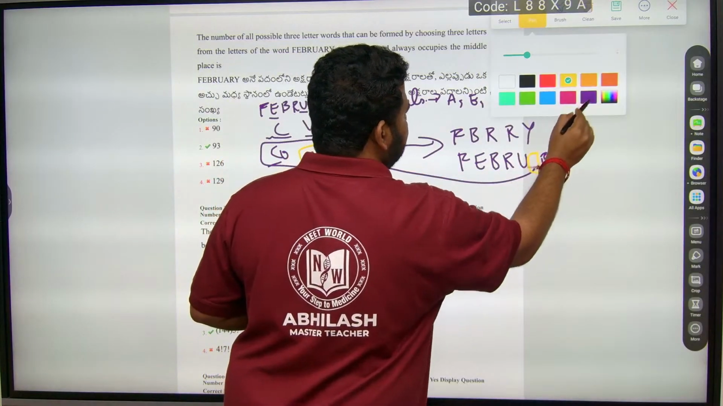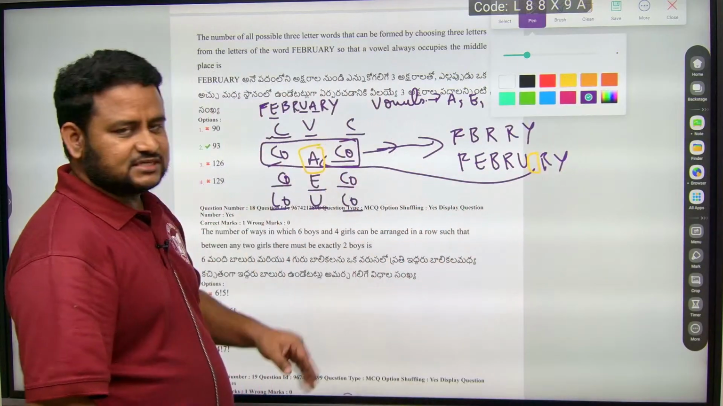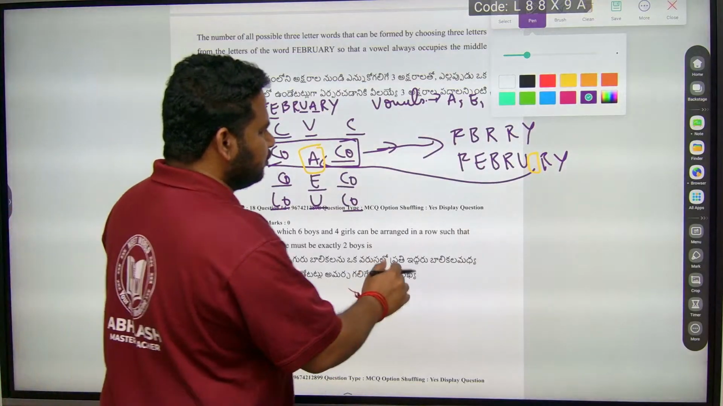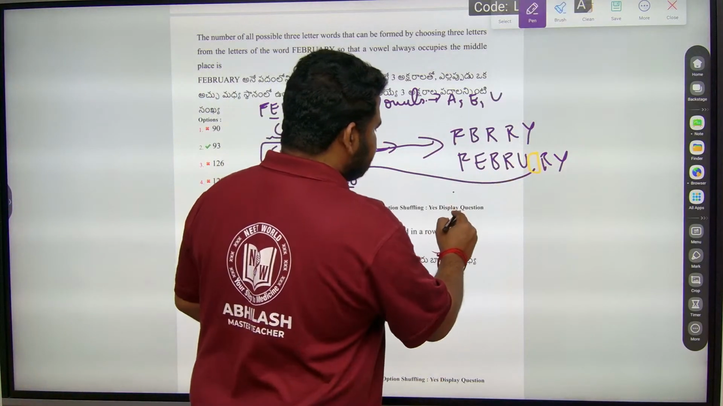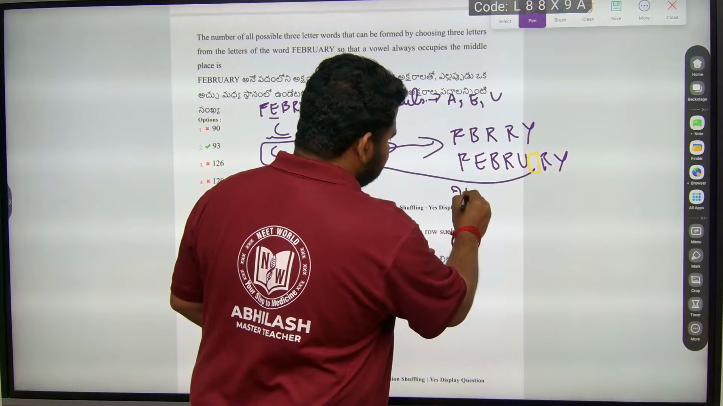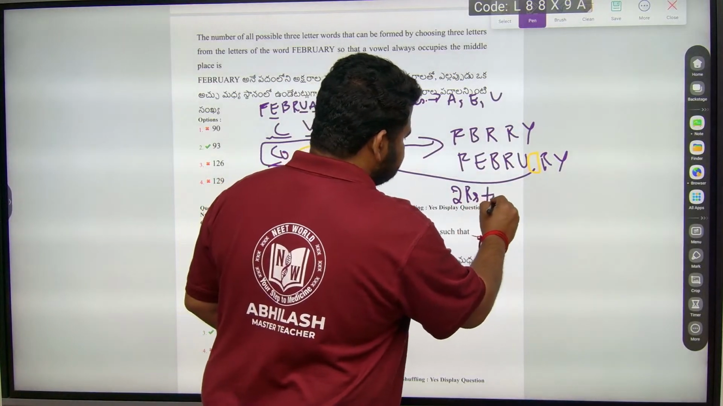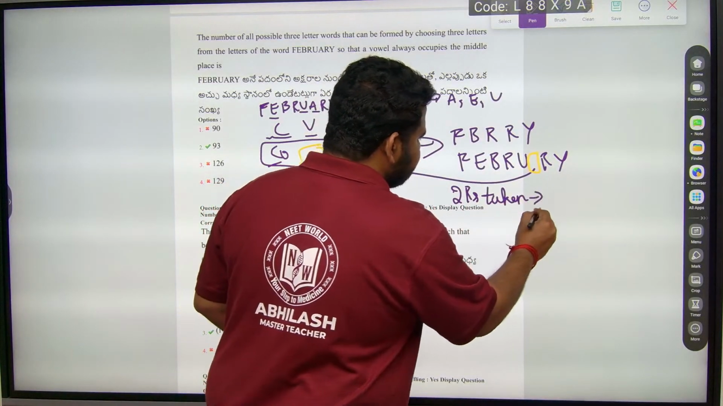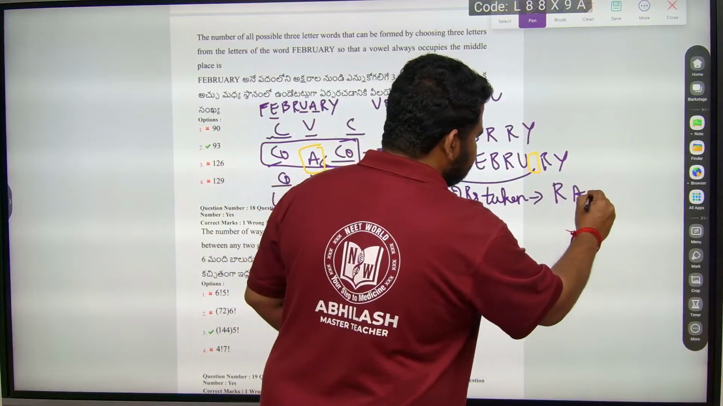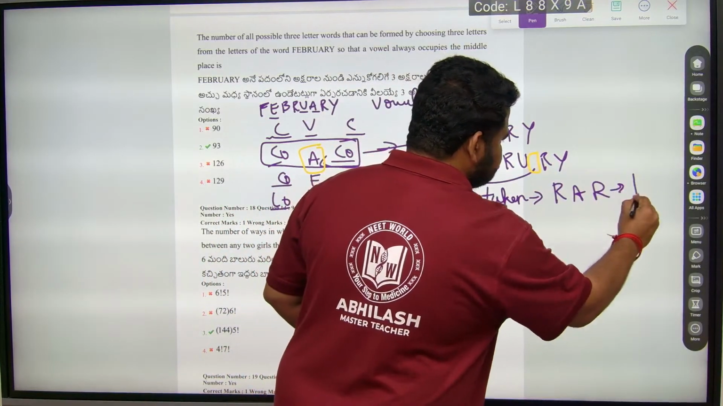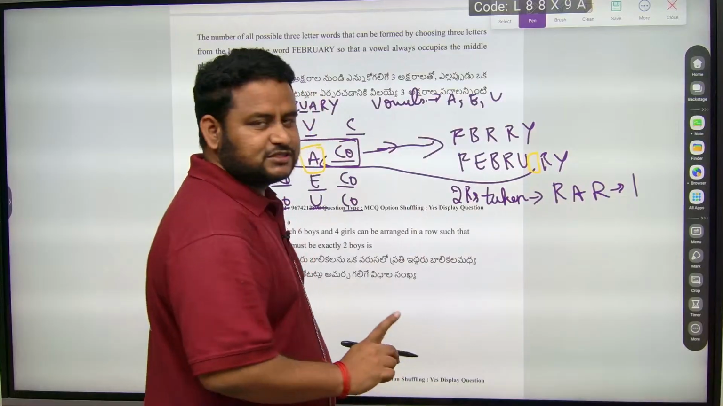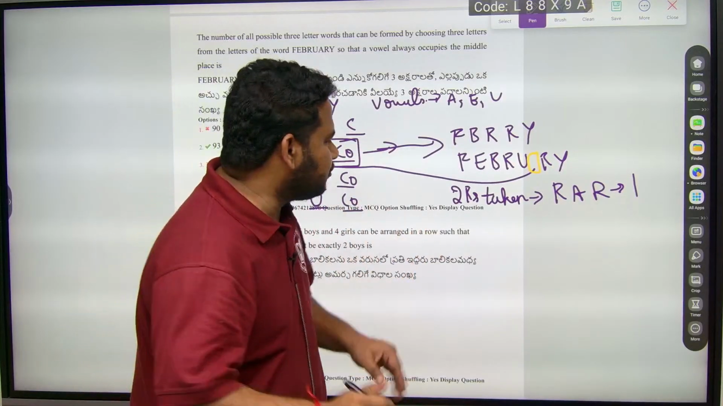Now to arrange this, what are the various ways? Suppose here we are having 2 R's. If 2 R's are taken, what is the way I can arrange? R here, A here, again R here. So how many ways? 1 way.